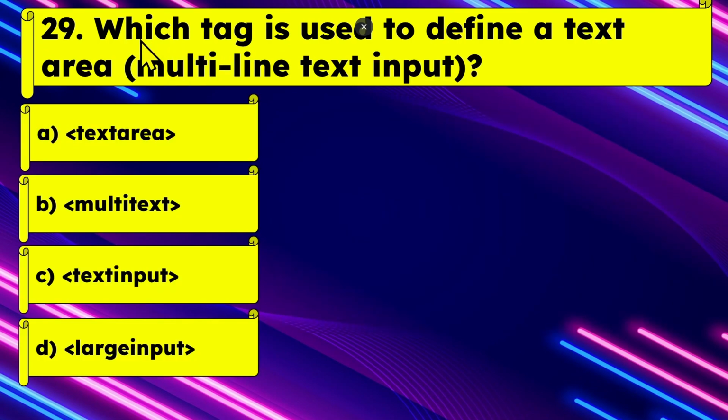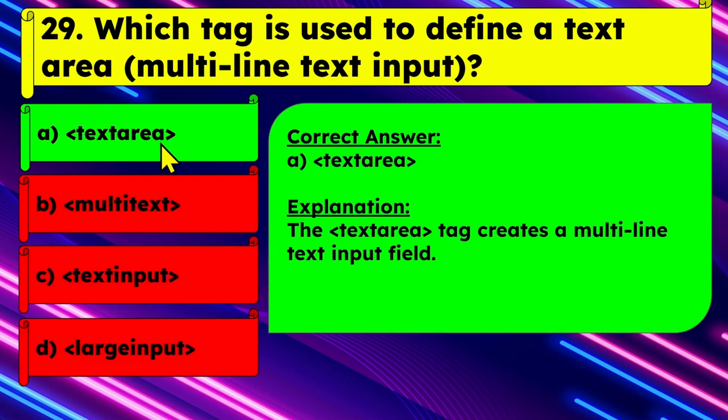Our next question is, which tag is used to define a text area, which means multi-line text input? Option A, text area, option B, multi-text, option C, text input, or option D, large input. So here the correct answer will be option A, means text area. You can see the text area tag creates a multi-line text input field.